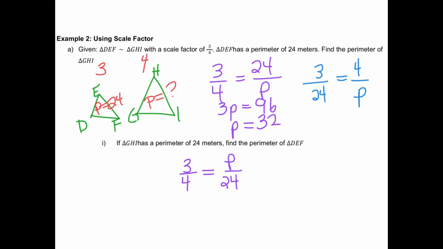The second problem is just an extension of this information, so DEF is still similar to GHI, but now we are given GHI's perimeter is 24, and we need to find the perimeter of DEF. And so that's really just paying attention to where the 24 and the P belong. And so if this were the case, where the perimeter of GHI is 24, then DEF would be 18.